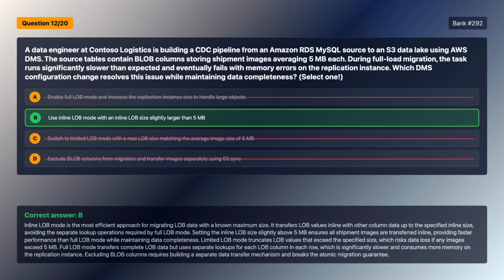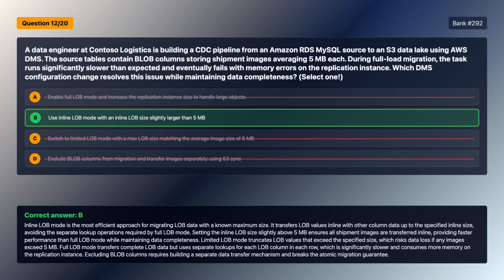The correct answer is option B. Inline LOB mode is the most efficient approach for migrating LOB data with a known maximum size. It transfers LOB values inline with other column data up to the specified inline size, avoiding the separate lookup operations required by full LOB mode. Setting the inline LOB size slightly above 5 MB ensures all shipment images are transferred inline, providing faster performance than full LOB mode while maintaining data completeness.